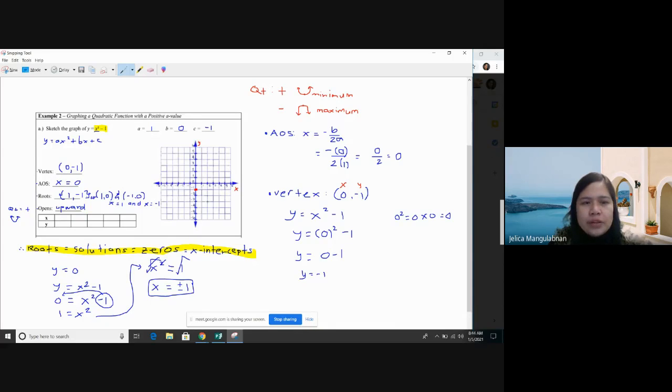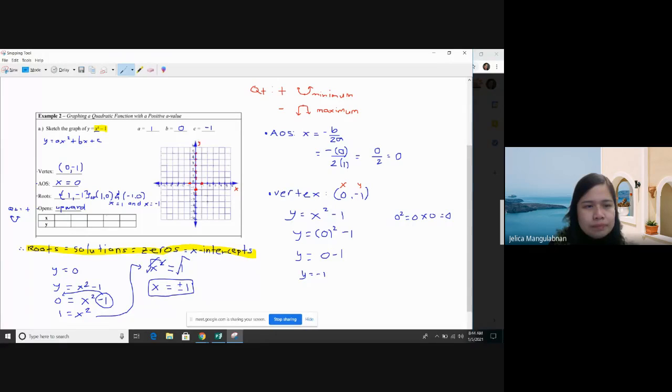And then we're going to use the two roots. We have positive 1, 0. Positive 1, 0 is in here. And then negative 1, 0 is in here. And the axis of symmetry is 0. So the axis of symmetry is a vertical line. We can use a broken line or dashed line to show the axis of symmetry.